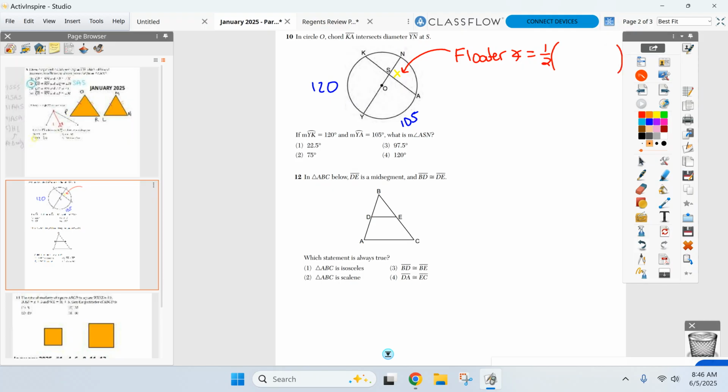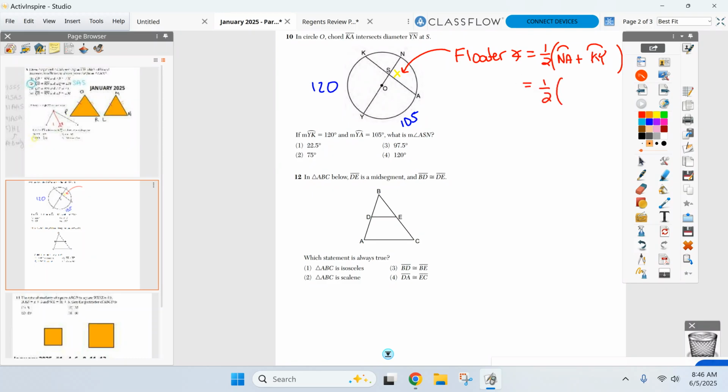Added together. The floater angle's arc, which is NA, plus its vertical angle's arc. So if you look at my floater arc, NSA, look at the vertical angle, KSY, and then I need that arc, which is KY. So there it is. That's the rule for a floater: adding its arc and its vertical angle's arc and cutting it in half.